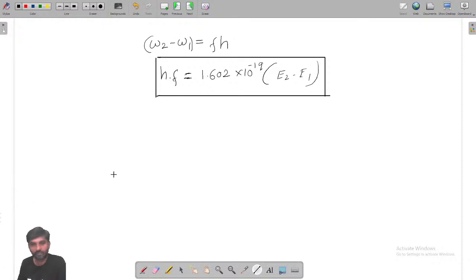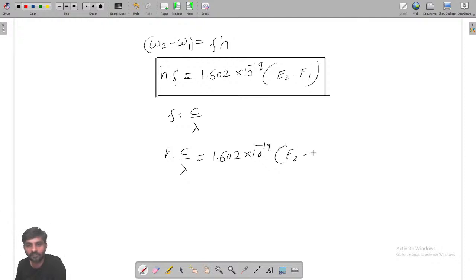But what we know, sir, can I say f is equal to c by lambda. So we know that f is equal to c by lambda. Substitute here, sir. What happens? h into c by lambda is equal to 1.602 into 10 to the power of minus 19 coulombs into the energy difference E2 minus E1.